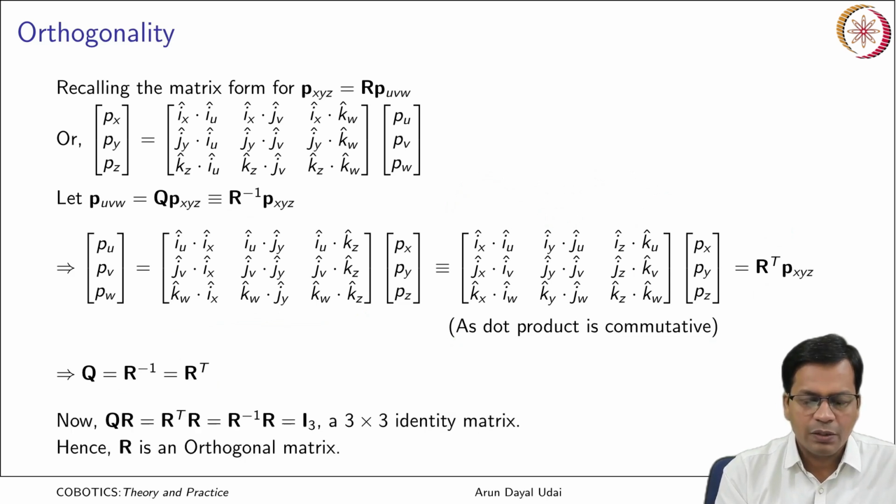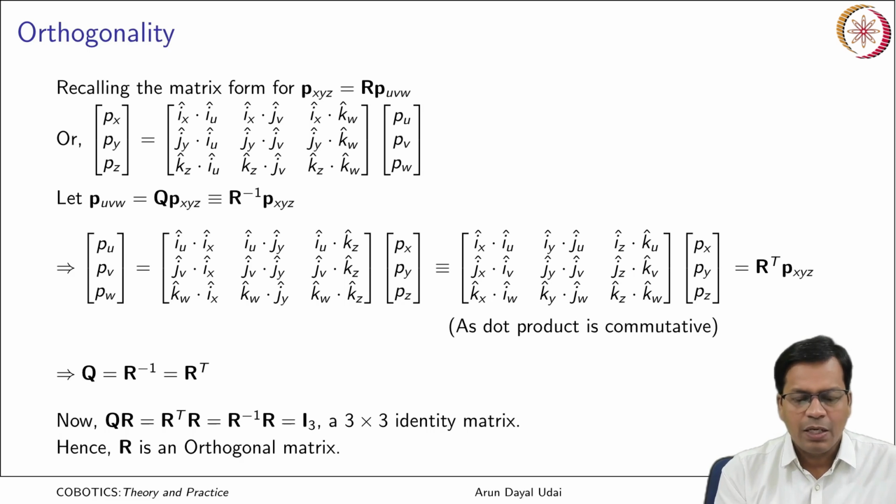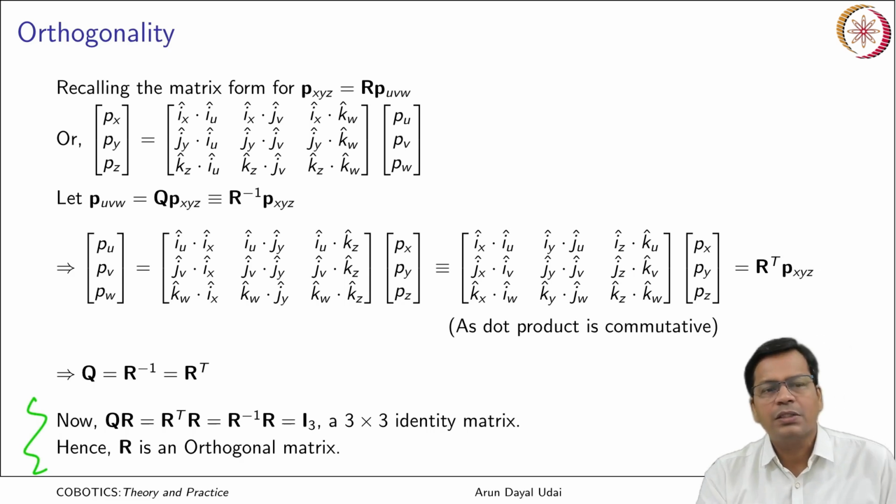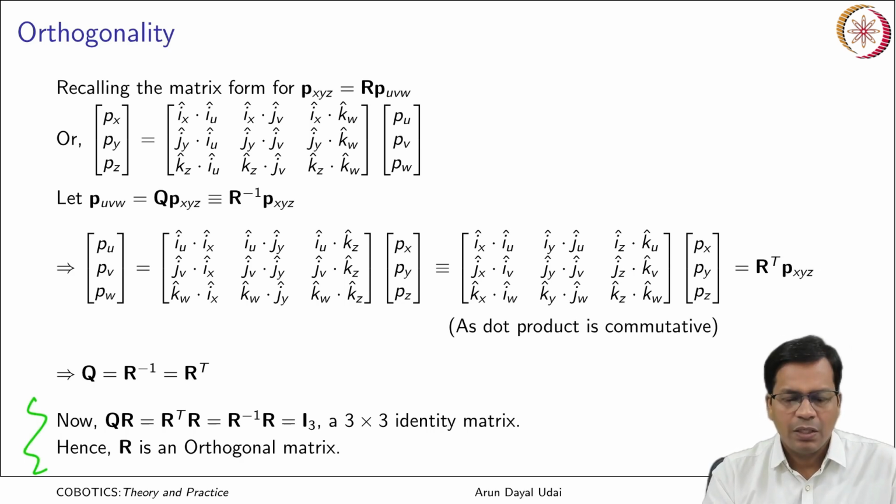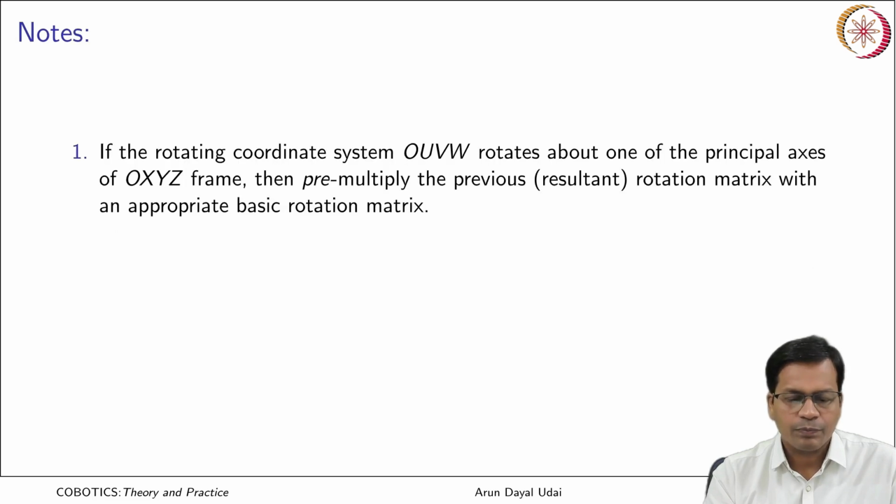So what is it? R is a matrix which is an orthogonal matrix. For an orthogonal matrix, R inverse is equal to R transpose. That is what is the meaning of this. So what we have found here is rotation matrix is an orthogonal matrix.